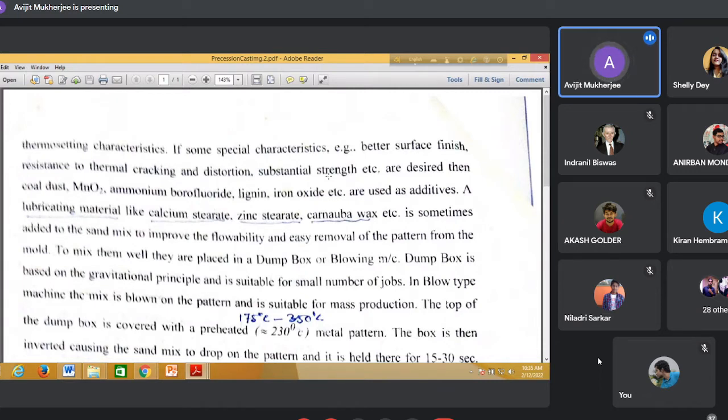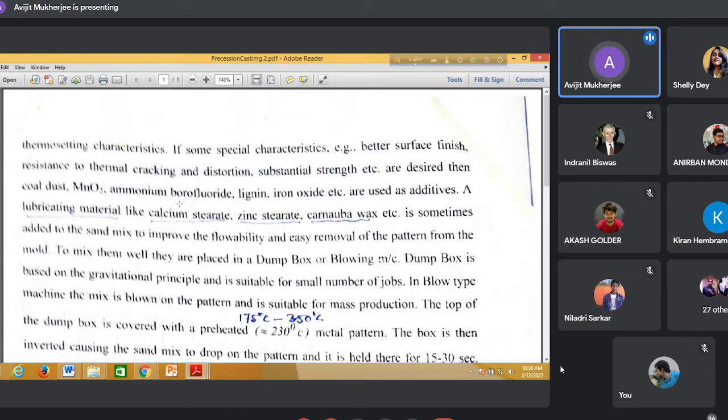We have mentioned additives. What is their function? To enhance some properties or qualities of the molding material. Similarly here, we may use some additives. What are the common additives? Maybe coal dust. We had mentioned coal dust, sea coal, that is finely pulverized powdery coal, which will increase surface finish or give thermal resistance. All these. MnO2, manganese oxide, may also be used.